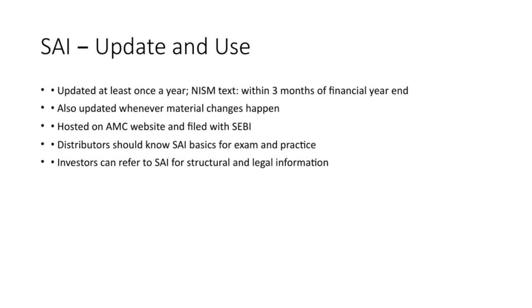But it's not just about the annual update. If any material changes happen during the year, like changes in regulations, fund policies, or other significant updates, they should be reflected in the SI immediately. This keeps all stakeholders well informed with the latest information. You can find the most recent version of the SI hosted on the asset management company's website. Additionally, it's filed with SEBI, which means regulatory authorities always have access to the current document.